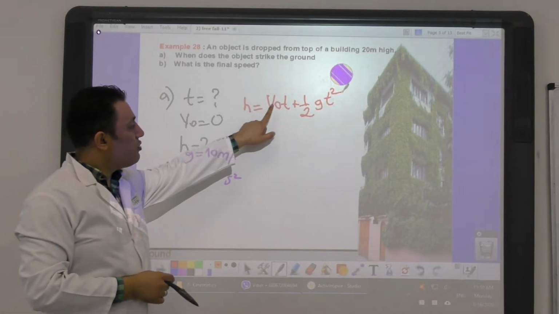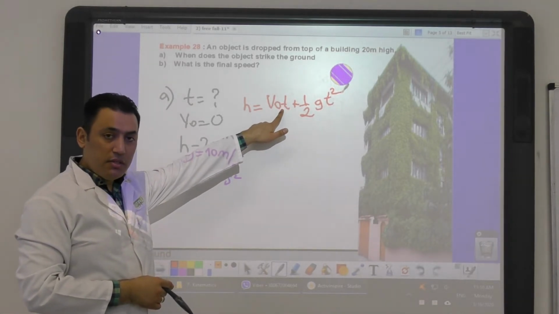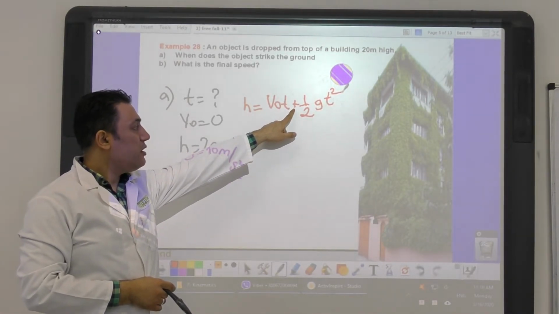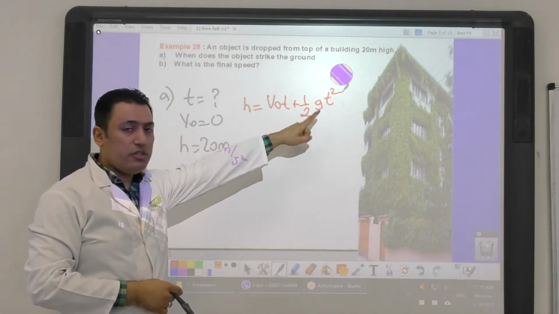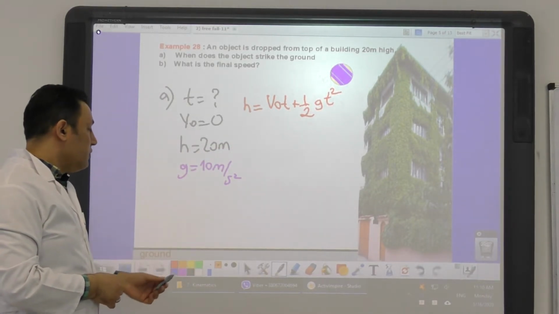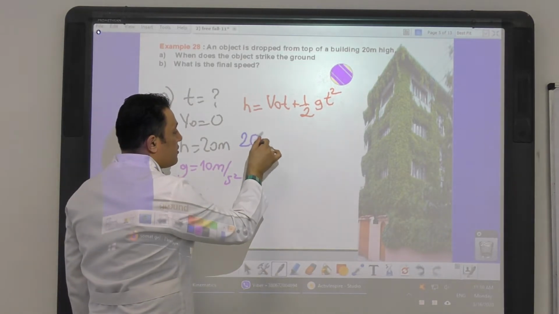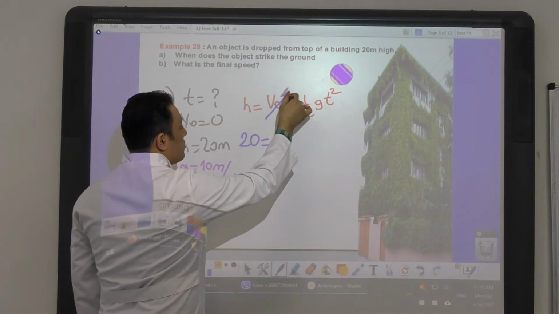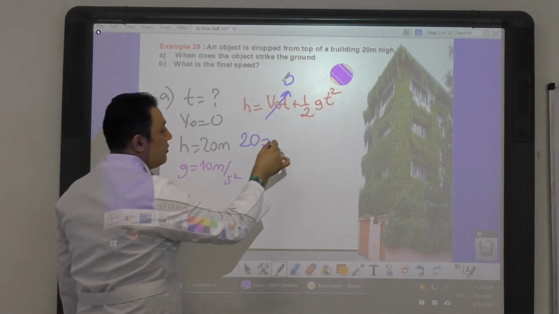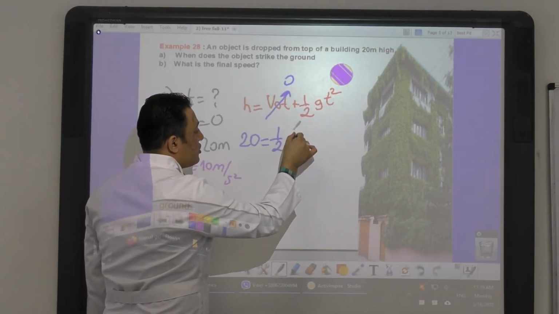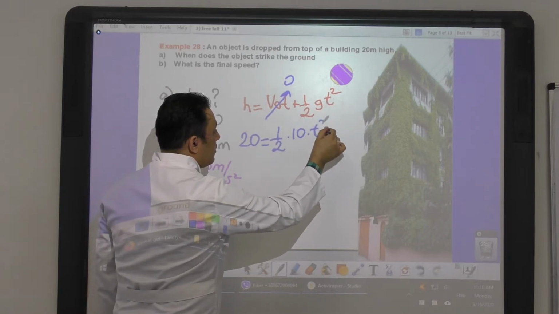The height of an object is equal to the initial speed times the amount of time the object spends in the air, plus 1 over 2 gravitational acceleration times the square of the amount of time. So the height of the object is 20, v0 is 0, so this part of the equation goes to 0. 1 over 2 g is going to be 10 and t squared.